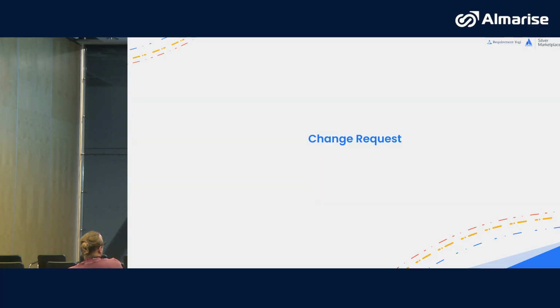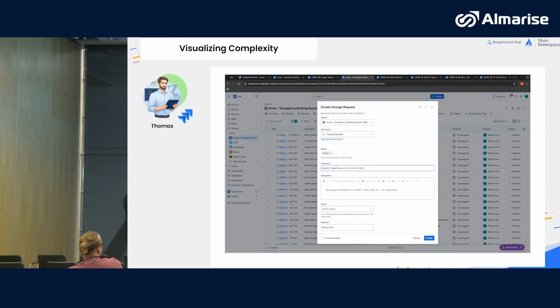So we're having a change request. We want to change the braking distance from 10 to 12 meters. And in most teams, it looks like a Jira issue. A manager, or after a business meeting, somebody tells Thomas, okay, make the change. We want to have the distance put at 12 meters, make it happen.